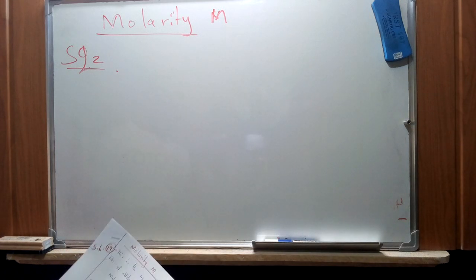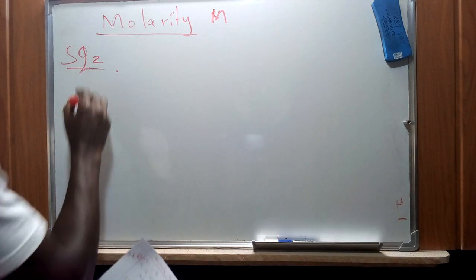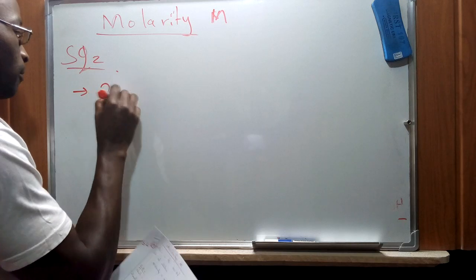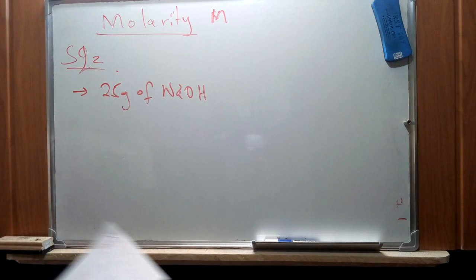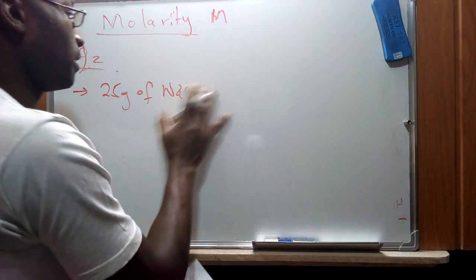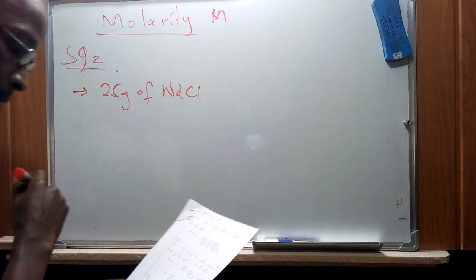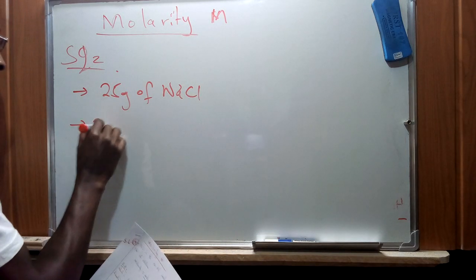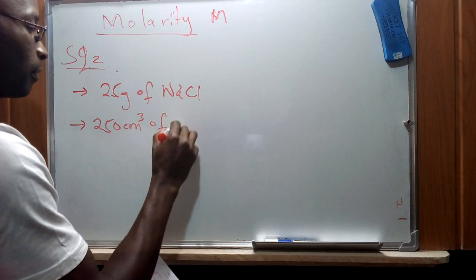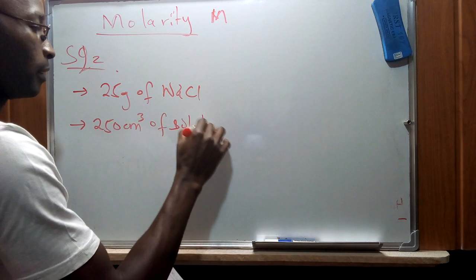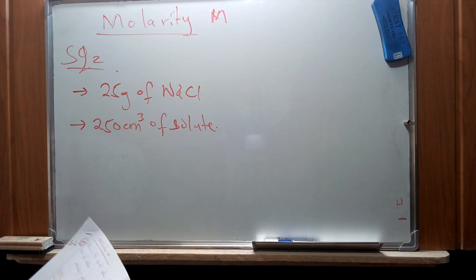So question 2 states that the molarity of a solution prepared by dissolving 25 grams of sodium chloride, no, this is sodium chloride. 25 grams of sodium chloride was dissolved in 250 centimeter cube of a solution. So the number of moles of solute per solution gives us the concept of molarity.